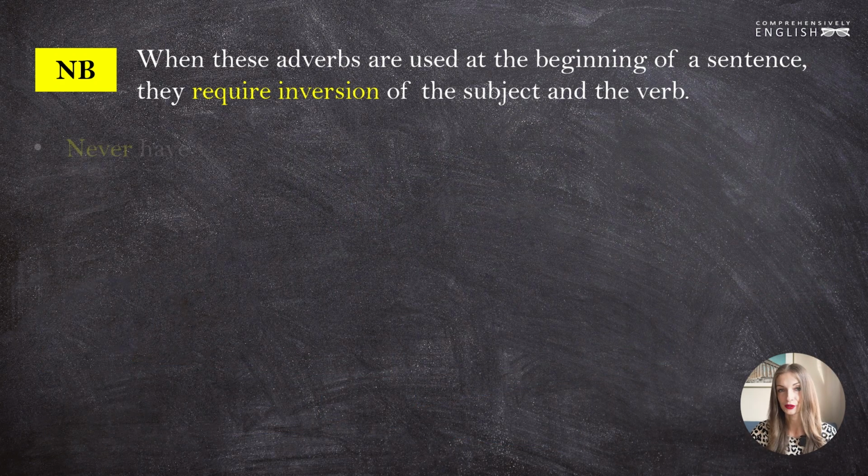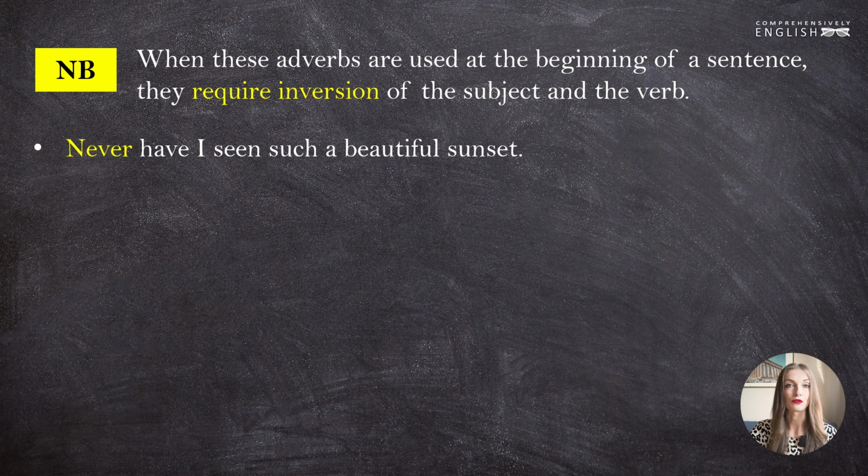Let's look at some examples. Never have I seen such a beautiful sunset. Never is a negative adverb. It takes the first place in your sentence. That means that we need to invert the order of words, in particular of the subject and the verb. We say have I seen, not I have seen.